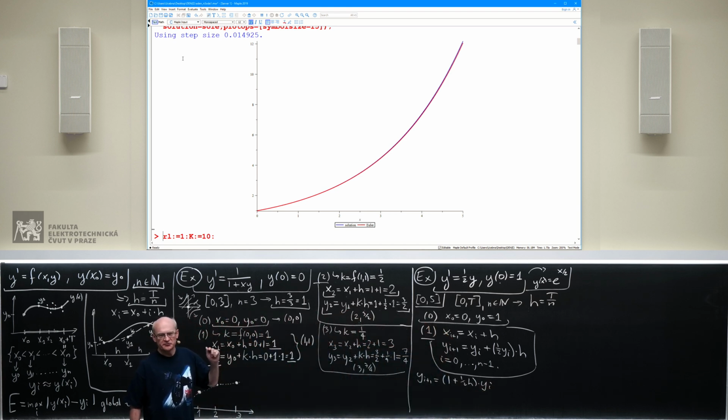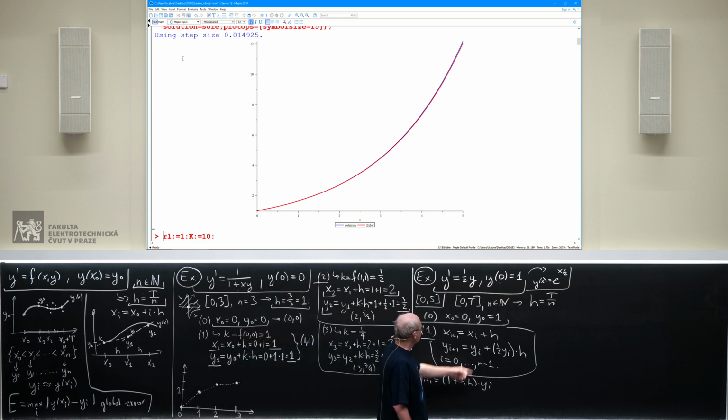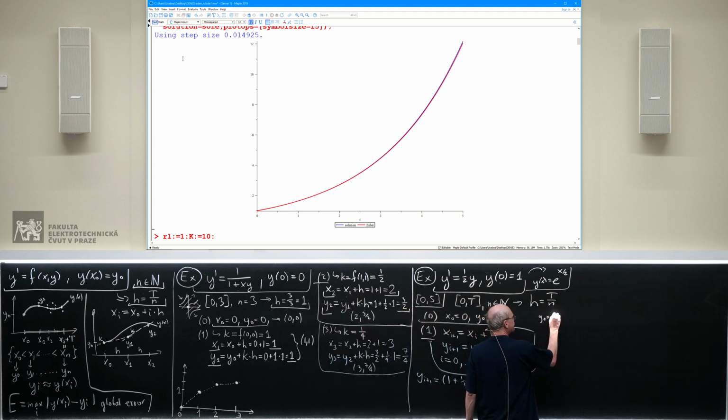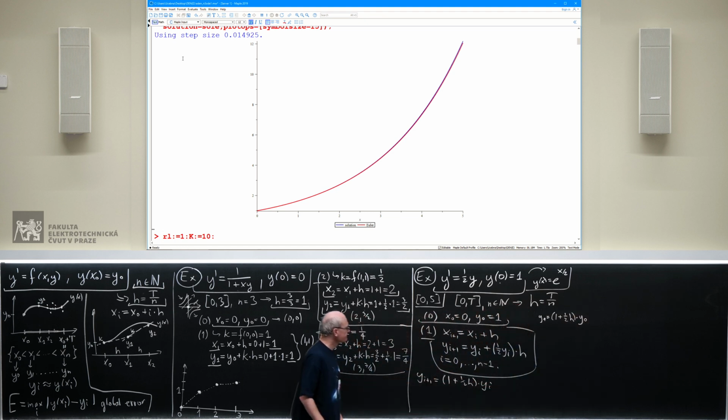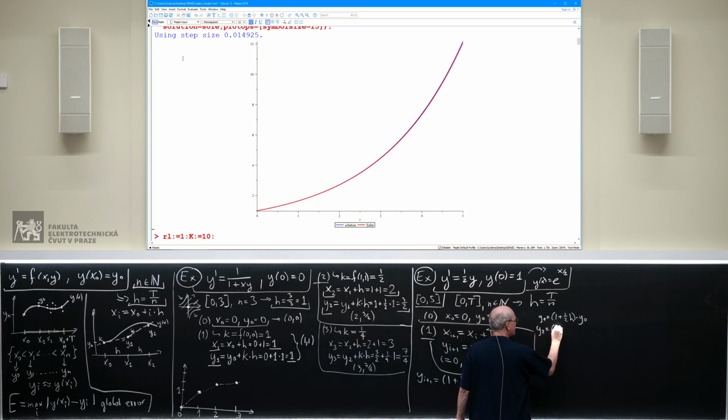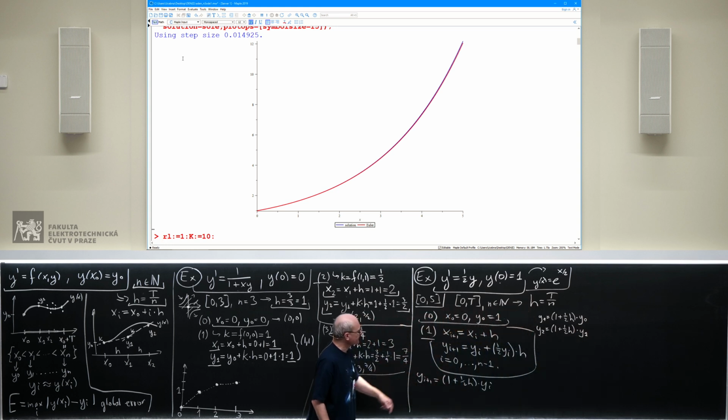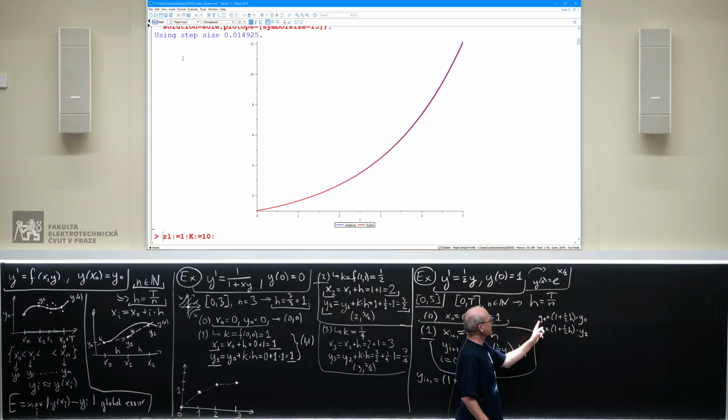Now, let's have a look at a few points. What's the first point? Well, the first point is y naught. What's the next point? The next point is y1, which is 1 plus 1/2 h times y naught, according to this iterative formula. How about y2? y2 is 1 plus 1/2 h times y1, according to my iterative formula. But now for y1, I have a formula here. So I substitute, and I see that this factor is actually there squared. It's there twice in a way. And I multiply it by y naught.